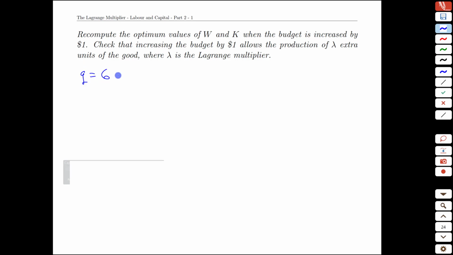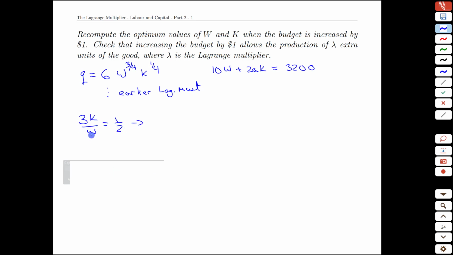We're going to start with our optimization function, which was how much we can produce based on the number of workers and the number of units of capital. We also had the constraint before that each worker cost $10 and each unit of capital cost $20, and we had a budget of $3,200. What we did before is we used Lagrange multipliers, and that led to the constraint that 3K over W is equal to 1/2, and we could rewrite that as K is equal to 1/6 of W. We found that in an earlier calculation at the optimum.